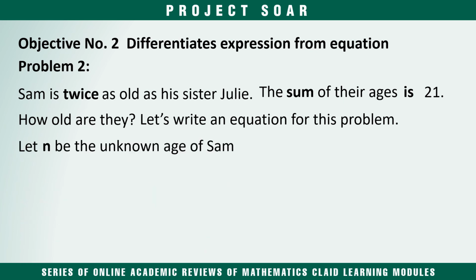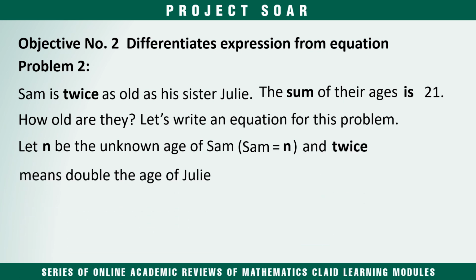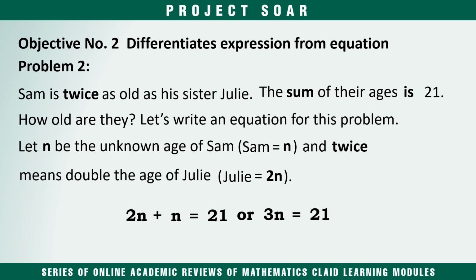So let n be the unknown age of Sam. So Sam is equal to n. And twice means double the age, so Julie is equal to 2n. So we put this into an equation: 2n plus n is equal to 21. Or to simplify, 3n is equal to 21.